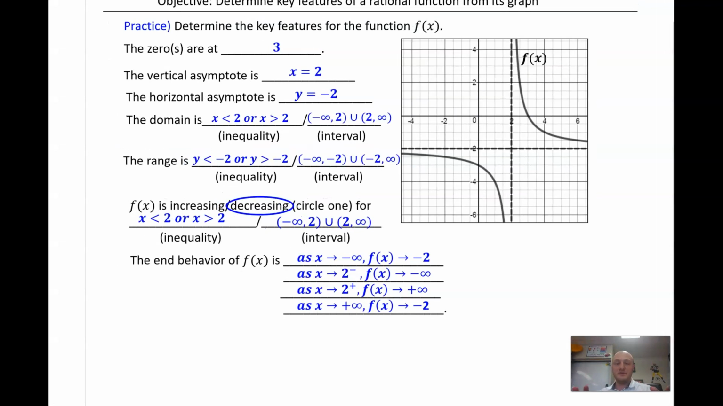I know end behavior, this one is kind of tough. It takes some practice, and we'll do some work with it.